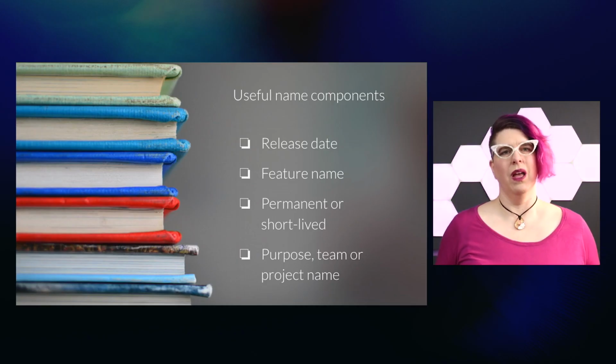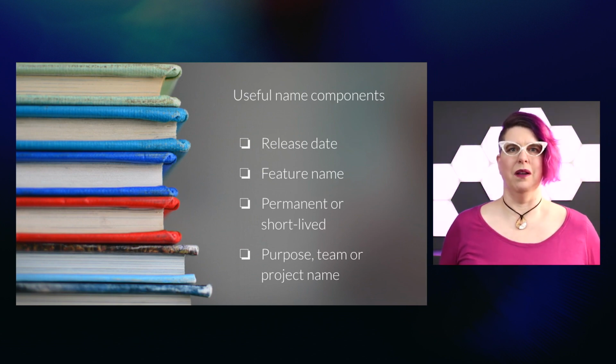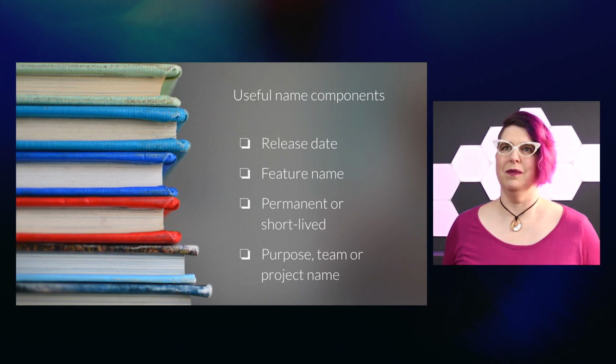Name conventions can help you quickly identify flags that need to be removed from code. So you want to be descriptive about a flag's behavior. You want to include a prefix that has a project or team name so you know roughly who it belongs to.